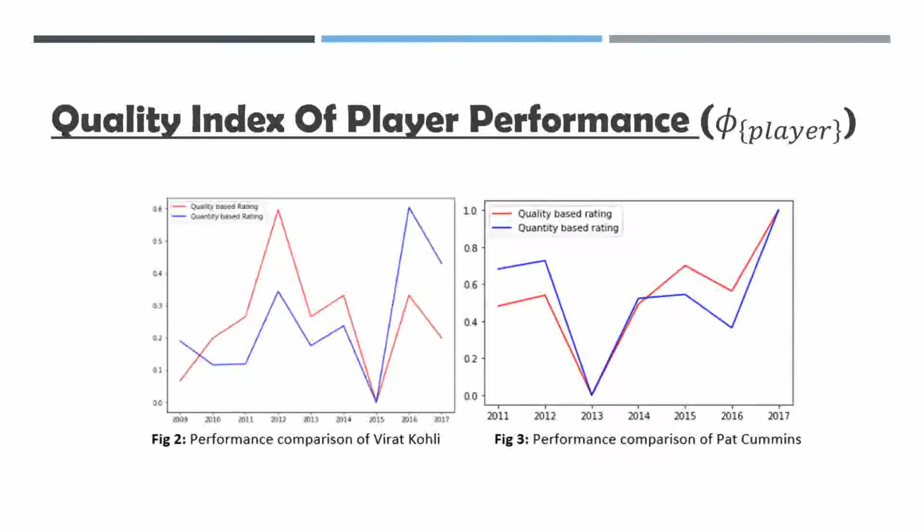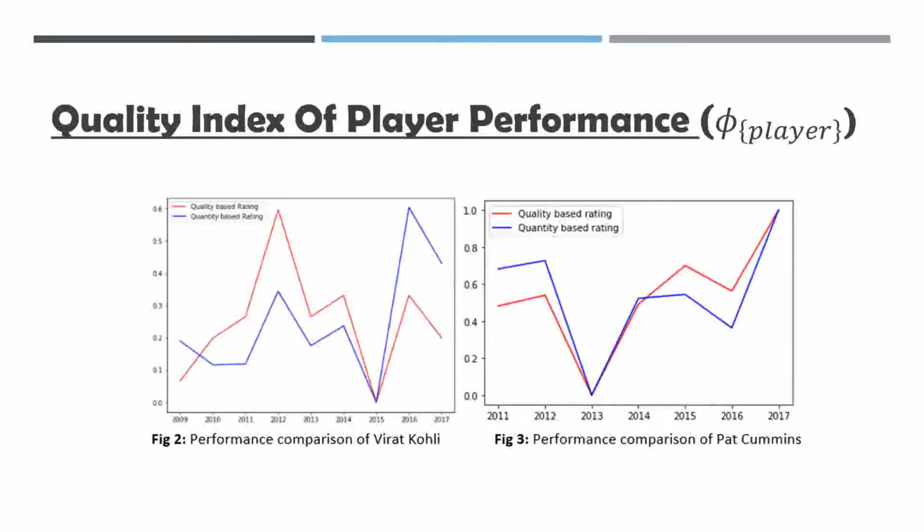The metrics which only considered the quantitative aspects of the performance, as mentioned here in blue, have given a significantly higher rating in 2016. But if we look closely, Virat faced higher ranked opposition in 2012. And although he scored around 100 runs less in 2012, his performance should be ranked higher as compared to 2016, where he faced low ranked teams.